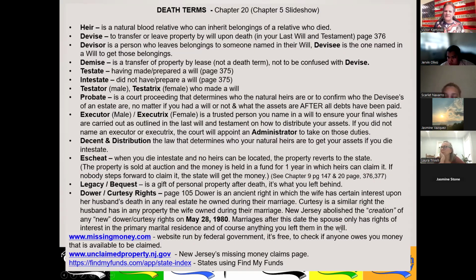For marriages after this date, the spouse only has the right of interest in the primary marital residence, and of course, anything you specifically left them in the will. Otherwise, anything else they can leave to their girlfriend.